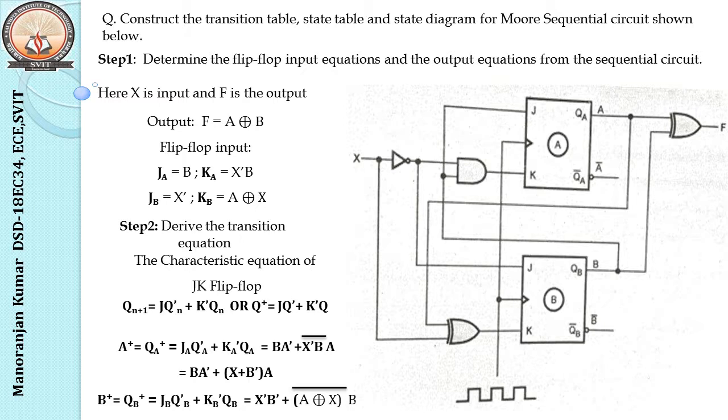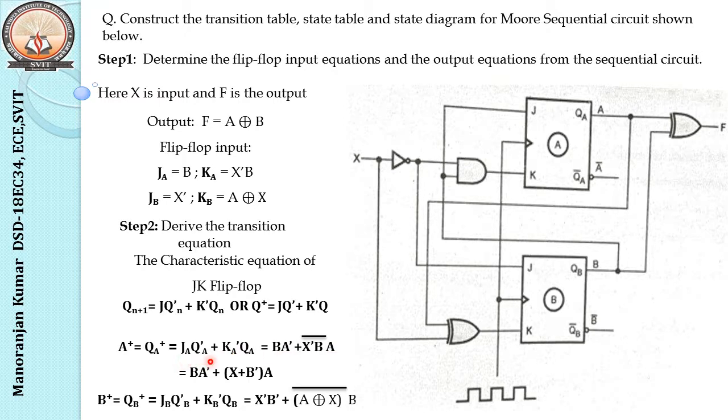Since I have two flip-flops here, I have to get two next state expressions, that is A plus and B plus. A plus is nothing but QA plus 1, the next state of the first flip-flop, and B plus is your QB plus 1, the next state of the second flip-flop. So mainly what we have to do is, we have JA, KA, JB, KB values. We have to substitute them in this equation and simplify it, and we will get this. Okay, so that is what we have done.